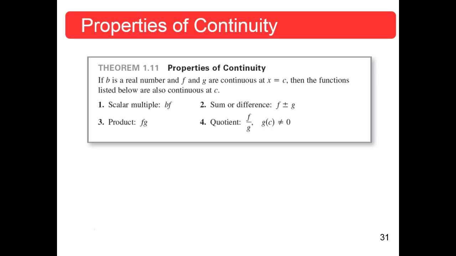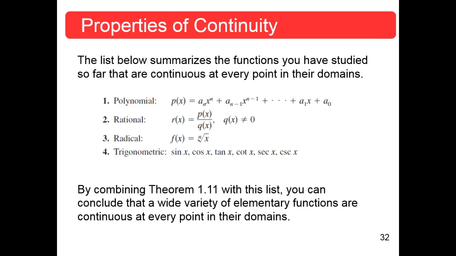The product function will be continuous at c. f multiplied by g will be continuous at c. The quotient function will also be continuous at c, f divided by g, as long as g of c is not 0, because you can't ever divide by 0 still. So as long as g of c is not 0, then the quotient function is continuous. So what this means is you can do all these normal operations with functions, and if they're continuous, the new functions are also continuous.